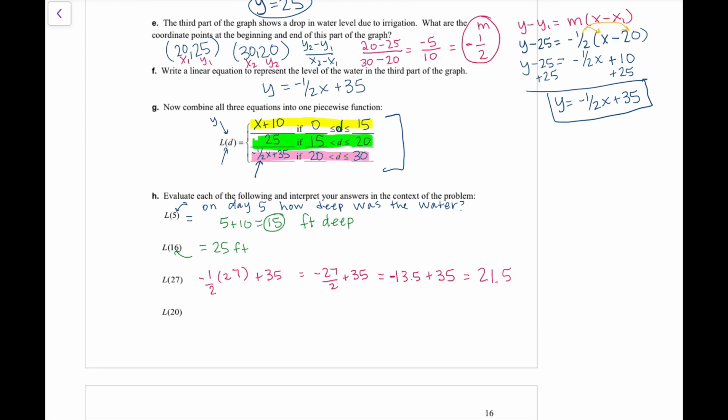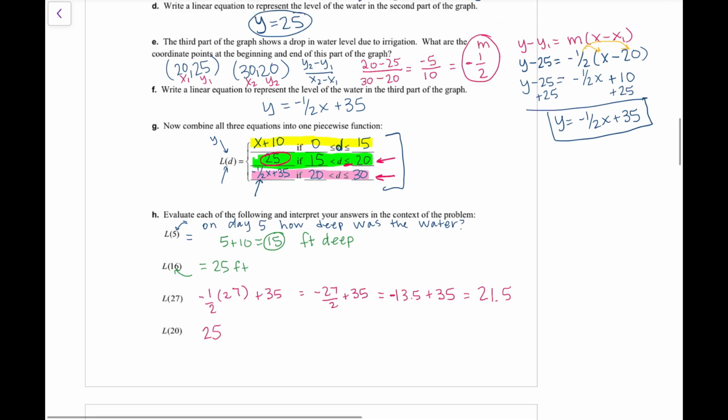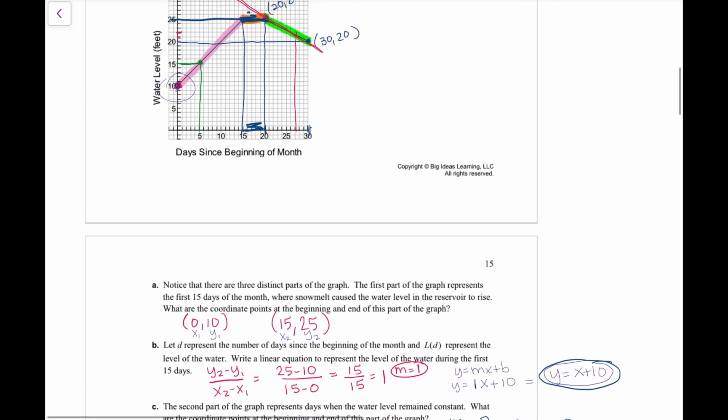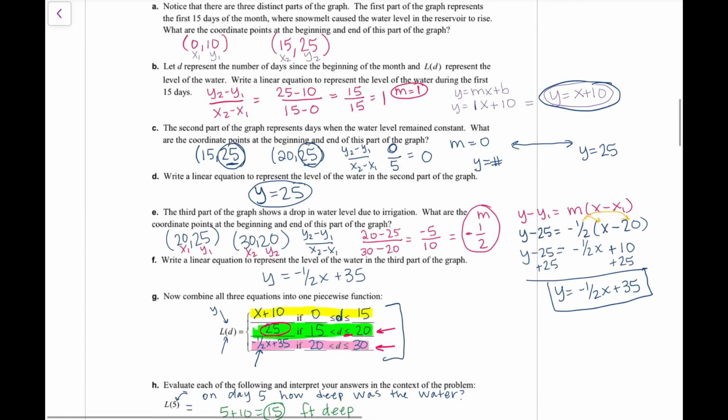Okay, and then at 20 days, we are going to plug it in. But since it's equal to 20, and this one's so easy, let's just say it's at 25 feet. So on day 20, we're going to be right here at the 25 feet mark.